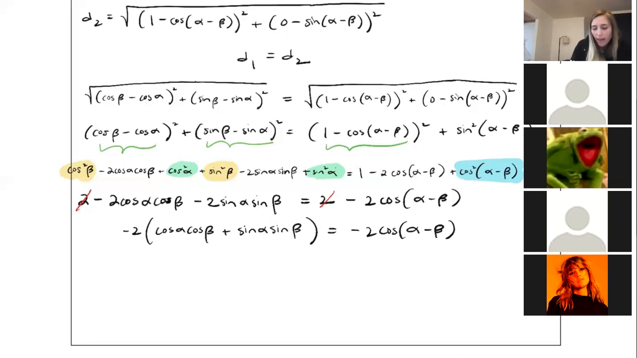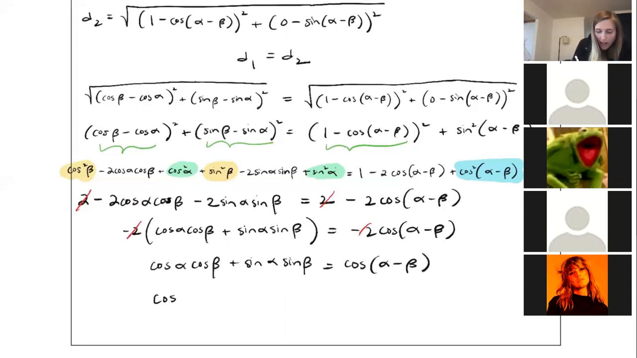And then if we think about dividing by negative 2 on each side, those can cancel. So that we're left with just cosine alpha cosine beta plus sine alpha sine beta equals cosine of alpha minus beta. You guys, that is the difference identity. We usually have it memorized as flipped around. So cosine of alpha minus beta equals cosine alpha cosine beta plus sine alpha sine beta.